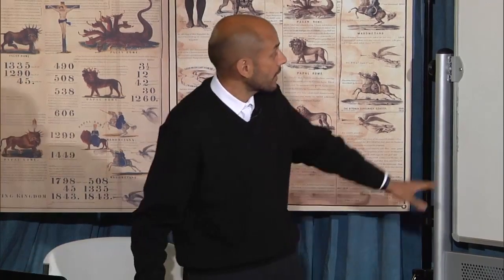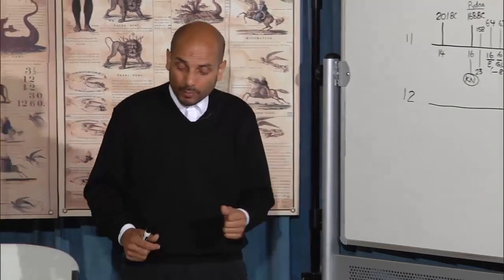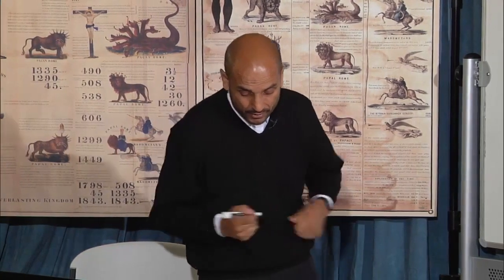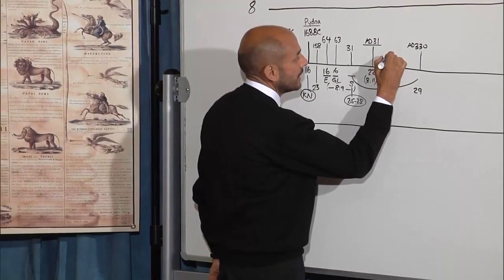So I've got here that this is talking about Caesar Augustus. After all this struggle in AD 31 and the ensuing conflict, he's going to go back to Rome with great riches, the riches of Egypt. Then it says his heart shall be against the holy covenant. So I'm going to put AD 70 here.